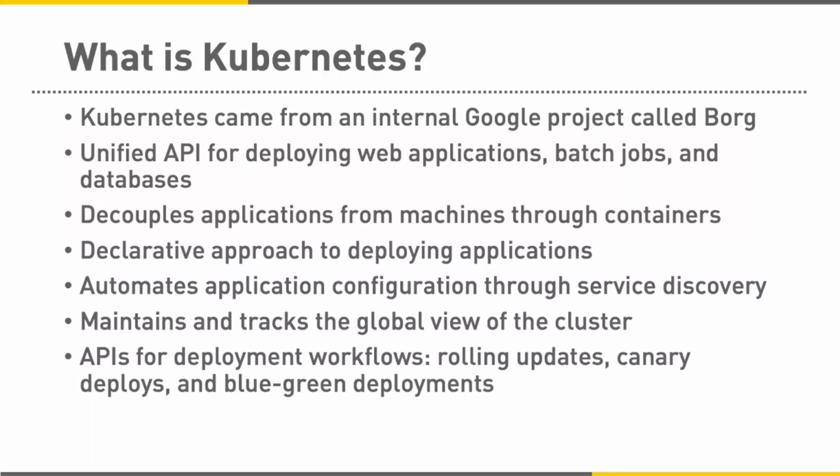It automates application configuration through service discovery. One of the biggest challenges of running distributed computing is service discovery. How does service A discover service B, and how does service B discover service C? Because all of them are running in their own world inside their own context. So Kubernetes makes it extremely easy for services to discover each other.